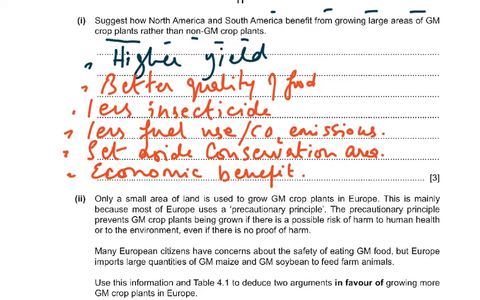So economically, the GM crops are much more fruitful. Just the wordings have given you higher yield, better quality of food, less insecticide, less fuel, less CO2 emissions, set aside conservation areas because now we will need less area for the food crops, and economically it will be beneficial because it will be higher yielding. The same area of land used, but more crop will be harvested.